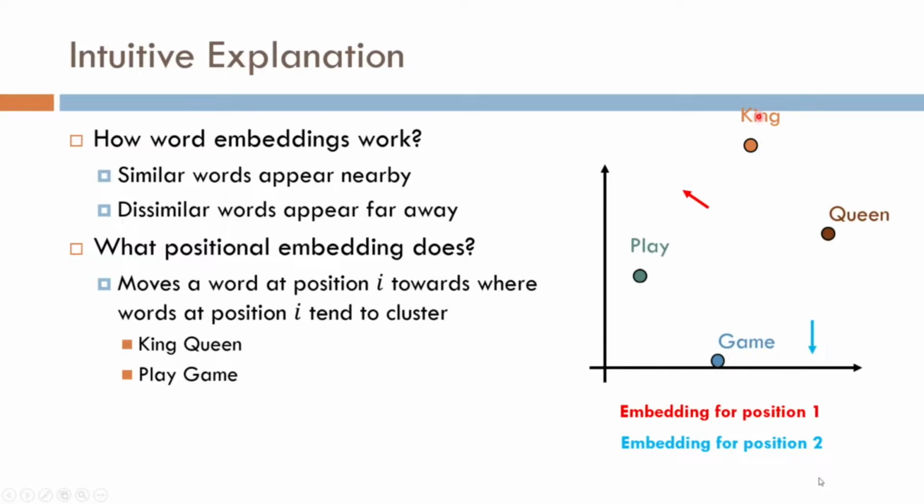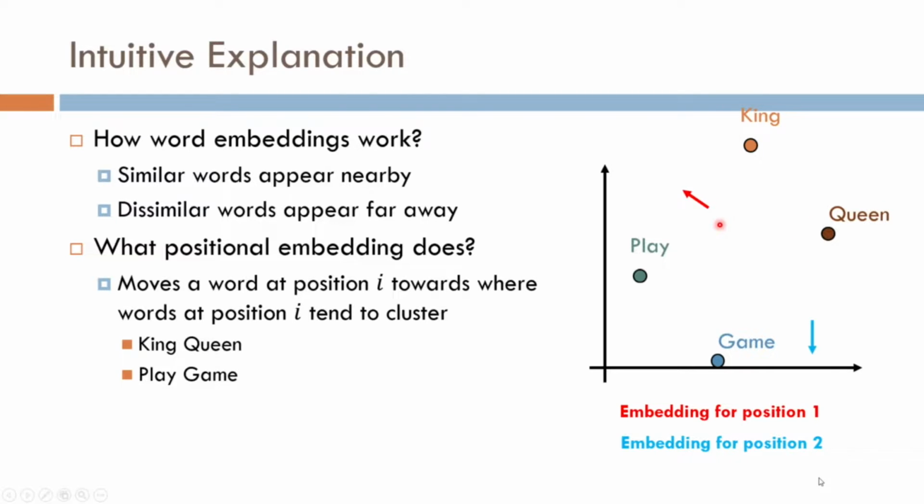So now king and queen are still somewhat similar to each other than they are to play and game. Play and game are still closer to each other than each is to king and queen. But now they have incorporated their positional embedding information as well.